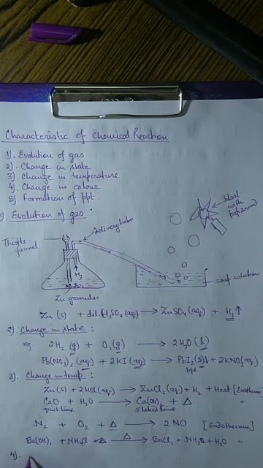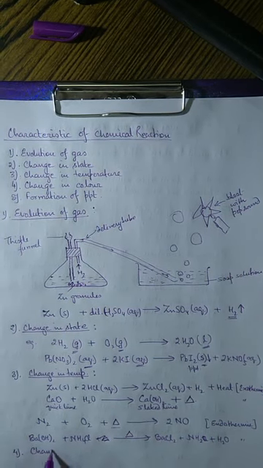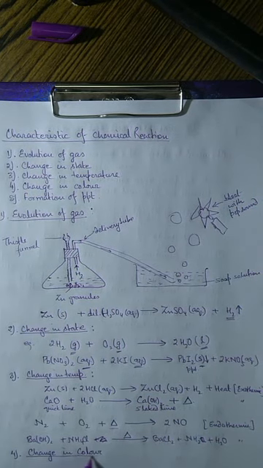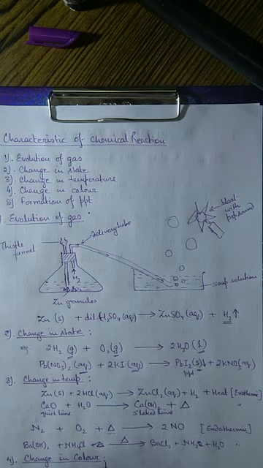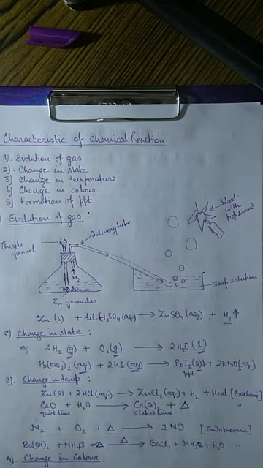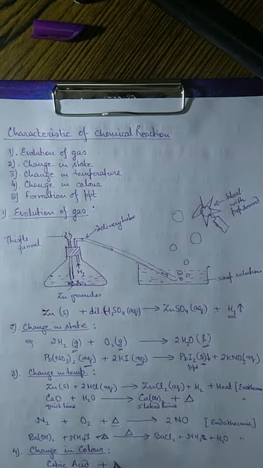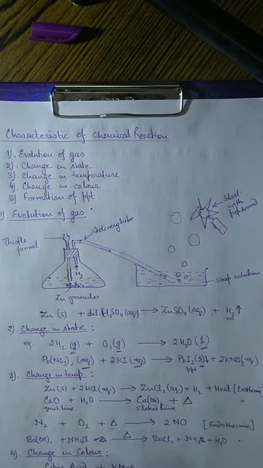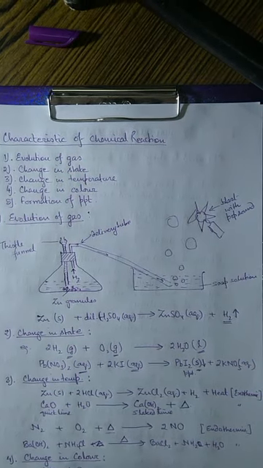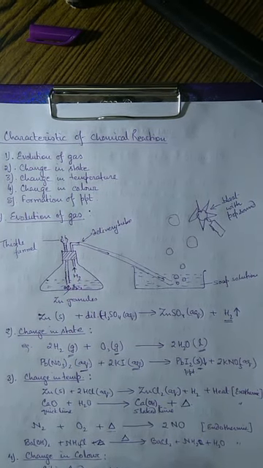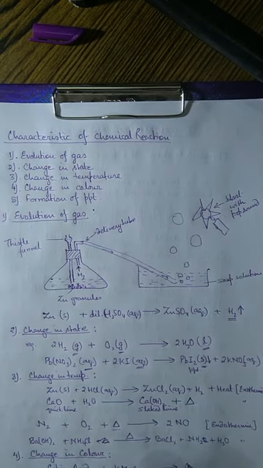The fourth characteristic is change in color. These are the characteristics of chemical reaction. For example, if we take citric acid, found in fruits, and add it to potassium permanganate KMnO4, which is purple in color, when we pour citric acid into it, the solution becomes colorless.